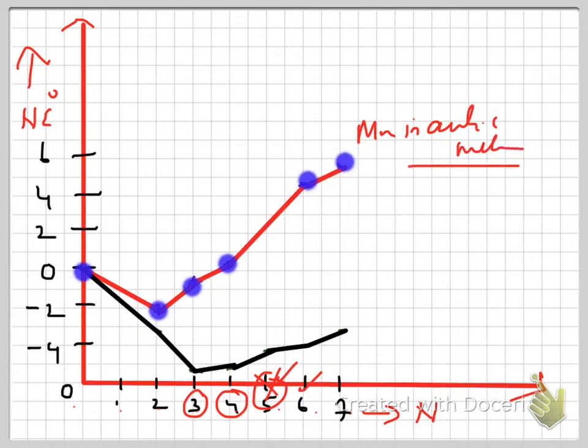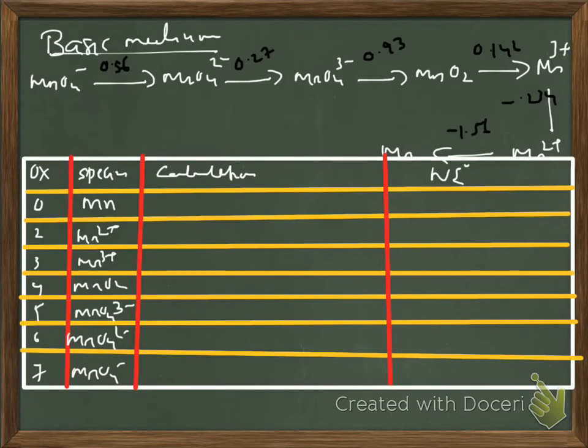Okay. Now we will see basic medium. In basic medium, we have MnO4-, plus 7, manganate plus 6, plus 5, plus 4, plus 3, plus 2 and 0.